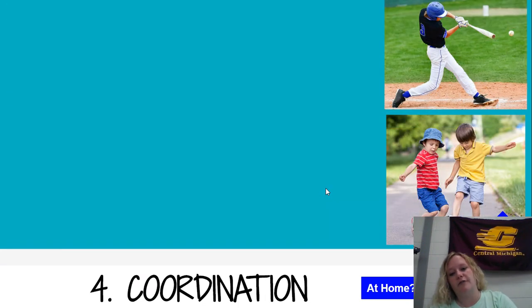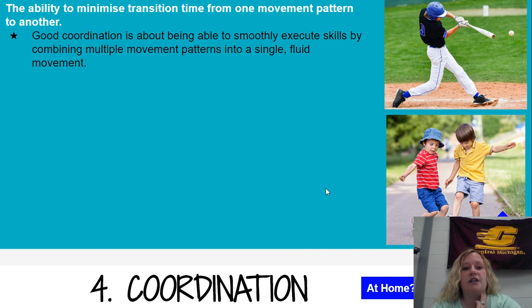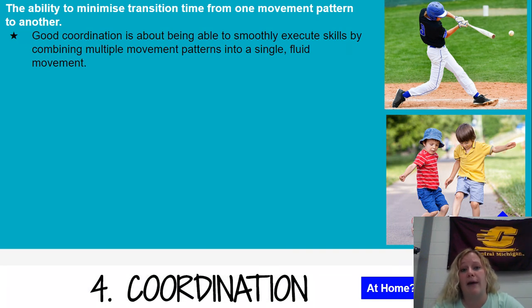The next component of fitness I'd like to talk about is coordination. So the definition for coordination is the ability to minimize transition time from one movement pattern to another. Good coordination is about being able to smoothly execute skills by combining multiple movement patterns into one single fluid movement. A good example of coordination is this gentleman over here on the right who is swinging and trying to hit the ball. He is taking multiple movement patterns and putting them into one single fluid motion as he tries to strike the baseball.